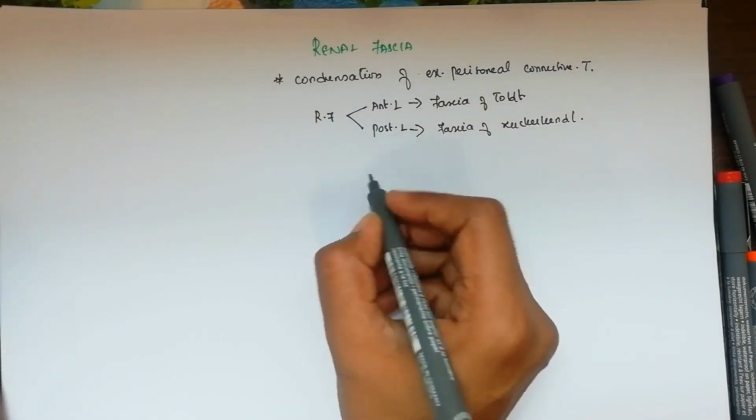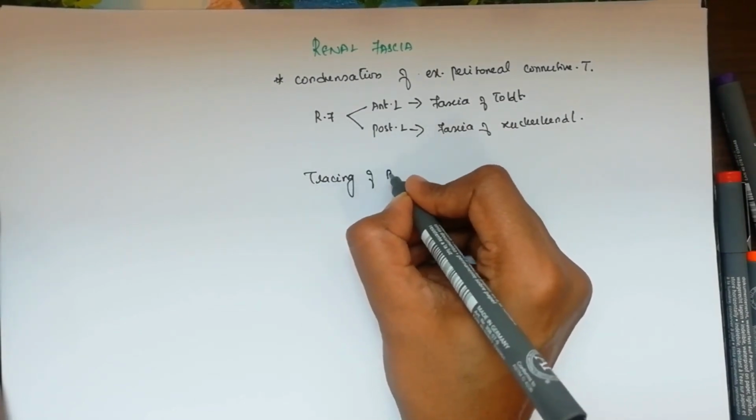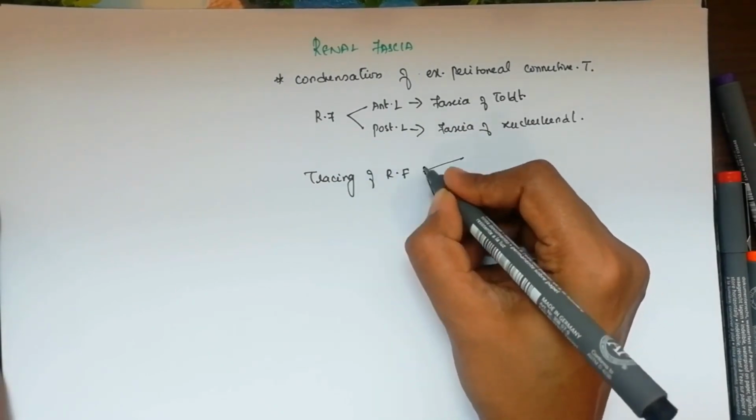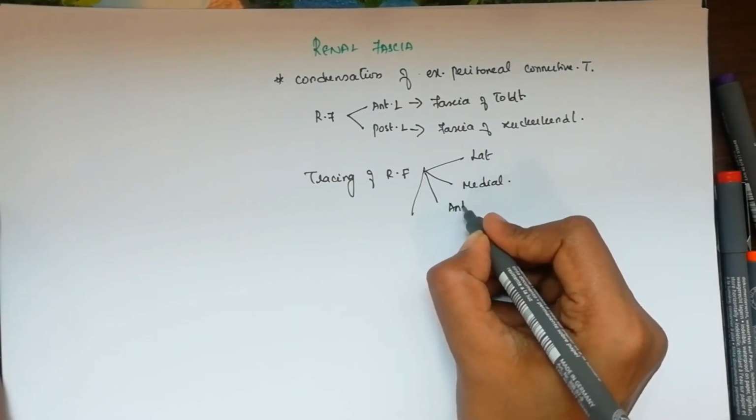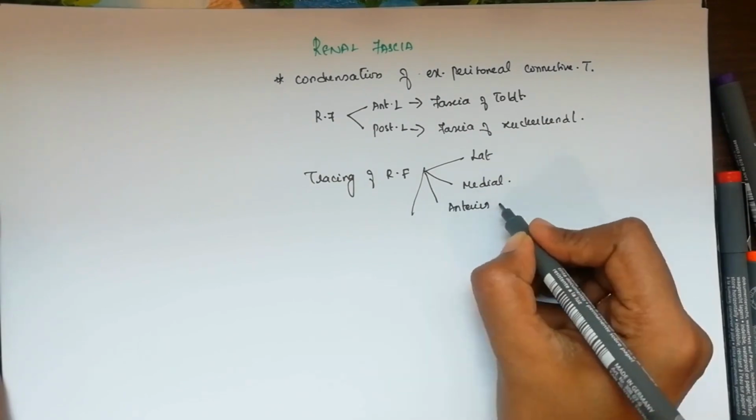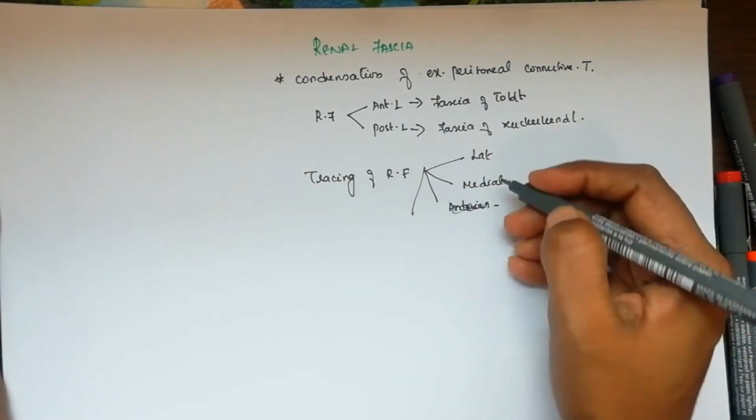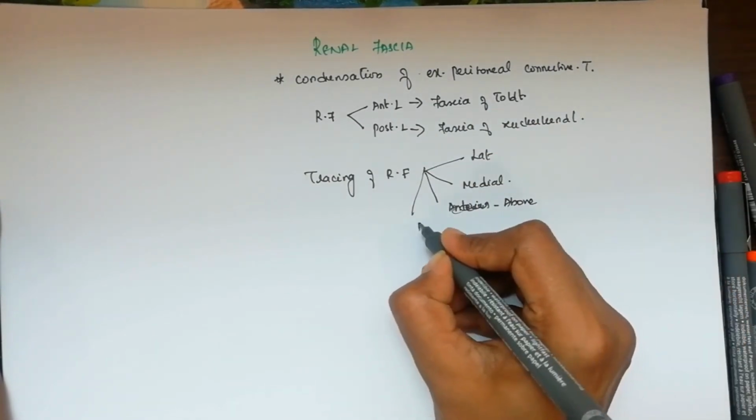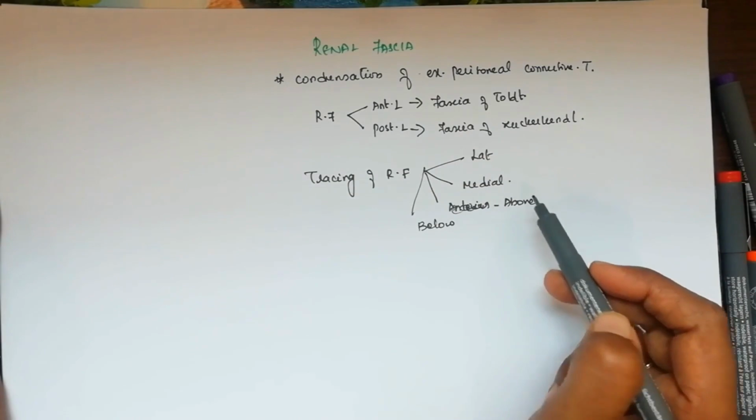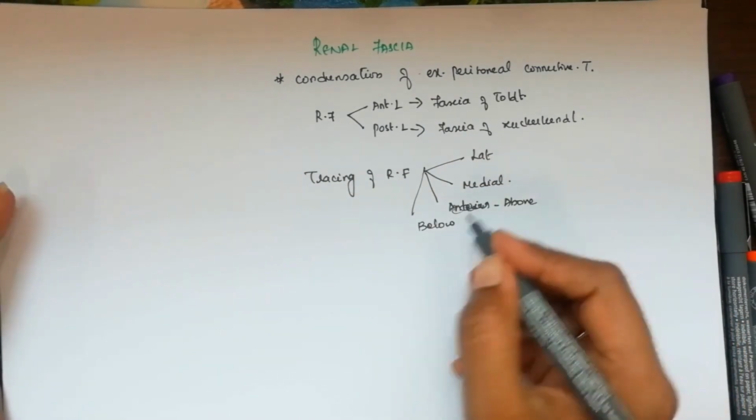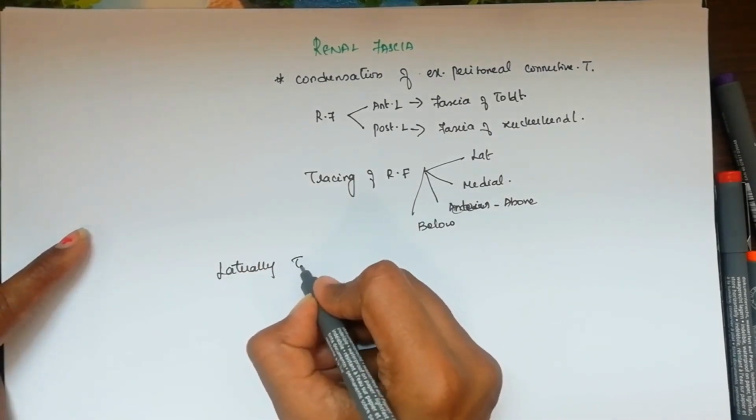Now we are going to trace this renal fascia. Anterior layer and posterior layer are the layers we have in renal fascia. We are going to trace this anterior and posterior layer laterally, medially, above and below the kidney. Now we are going to trace it laterally. So first, lateral tracing.